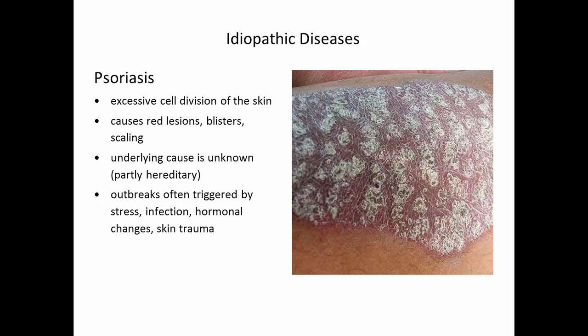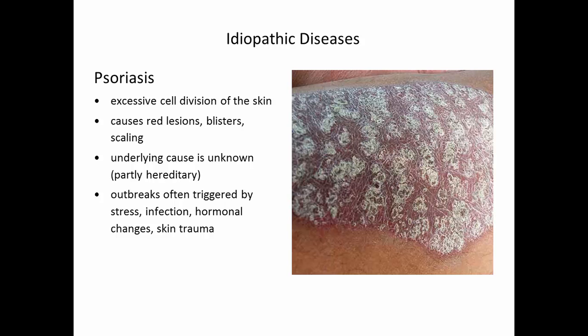There are many, many, many skin diseases that are what we call idiopathic, meaning we have no idea what the underlying cause is. Probably one of the most common idiopathic diseases is psoriasis. And in psoriasis, there's excessive division of the skin, and so a person gets built-up layers of skin cells, which creates kind of a leathery, raised, crusty area, and scaling.